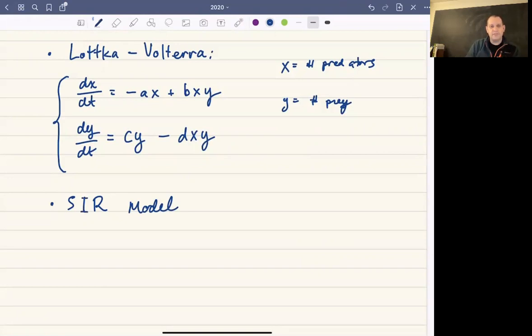And this is a model that measures the susceptible, in other words, the population that's at risk for getting the disease, the infected, which is the population that has the disease, and then the recovered. Okay, and so this is why it's called the SIR model. And it's a pretty complicated nonlinear model. You're not going to be able to solve it explicitly.